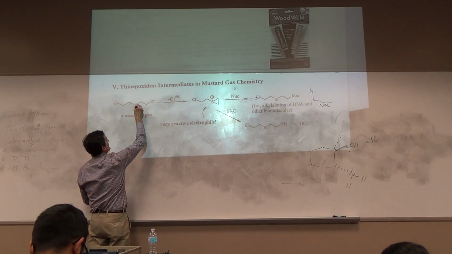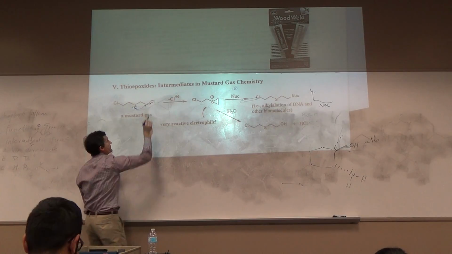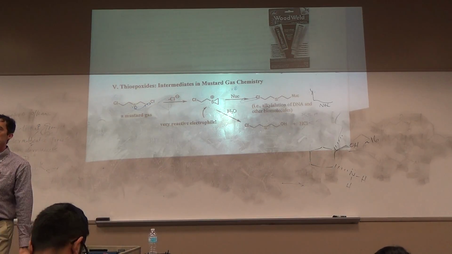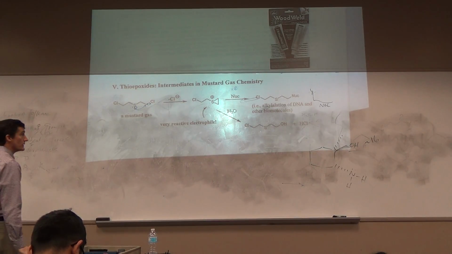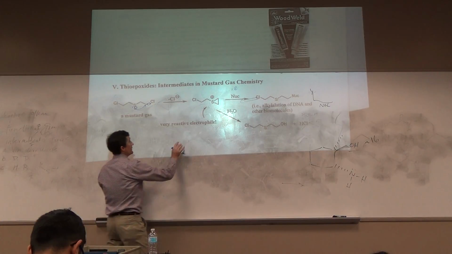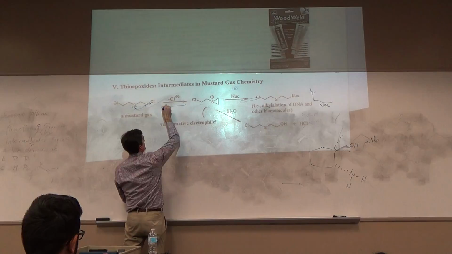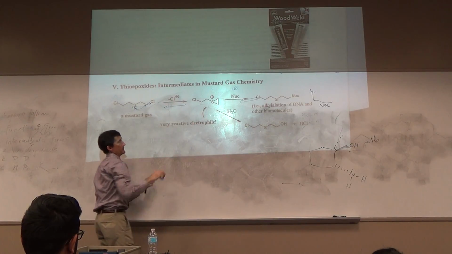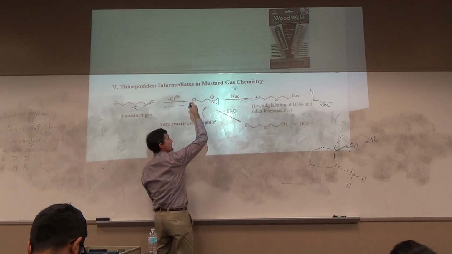This sulfur can come in here and kick that chlorine off. Internal SN2. That can happen pretty darn easily. Okay? Now, when it's being stored, this actually may be in equilibrium. Okay? Because that chlorine can maybe come back and attack and kick the sulfur off.